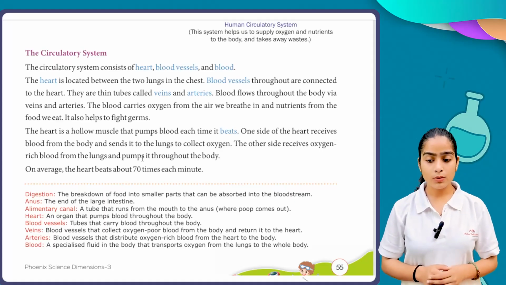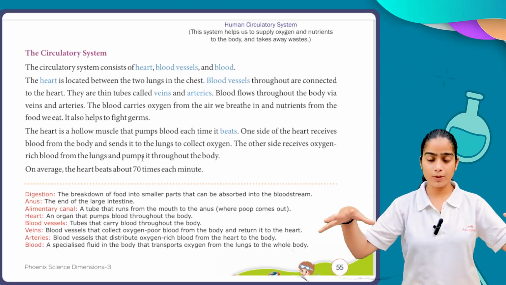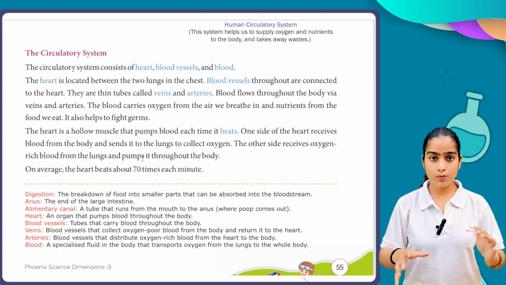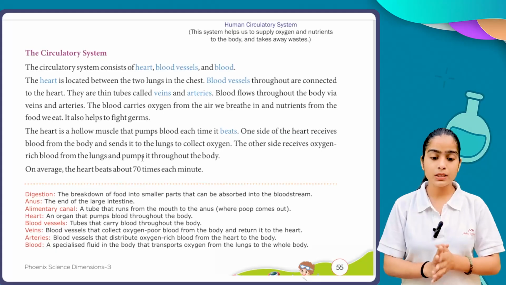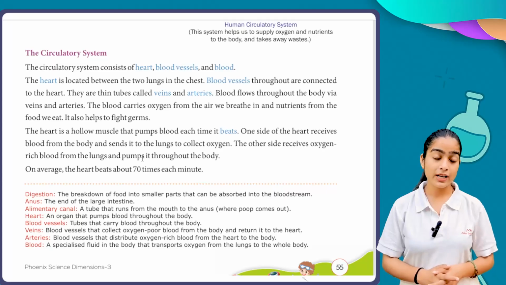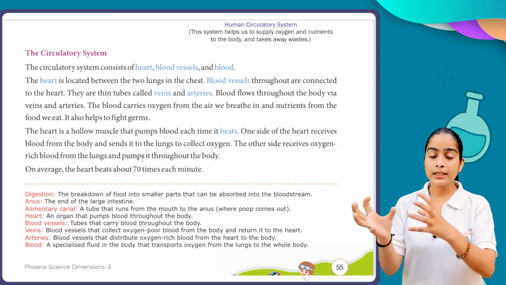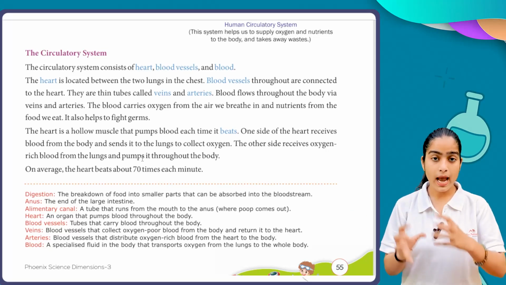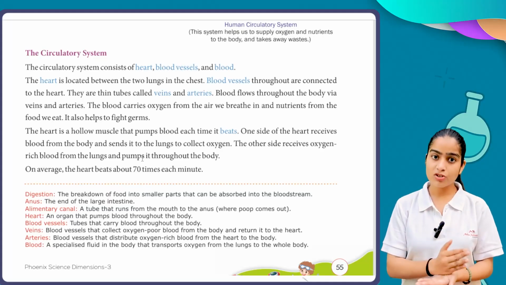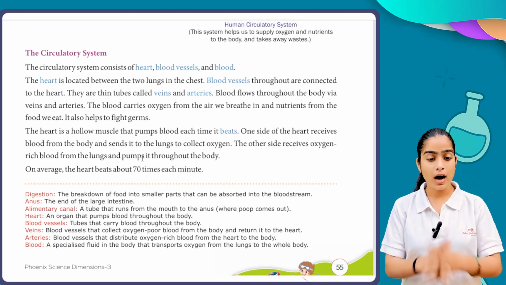Blood flows throughout the body via veins and arteries, and the blood can be transported from one place to another. The blood carries oxygen from the air we breathe in and nutrients from the food we eat. It also helps to fight germs. So what will happen is that our blood collects the nutrients from the digested food and collects the oxygen, and then this oxygen and nutrients will be provided to different organs of our body with the help of our blood.